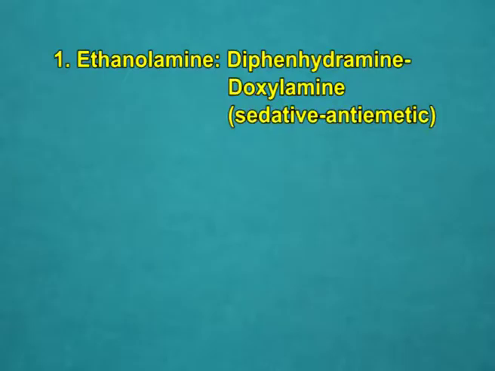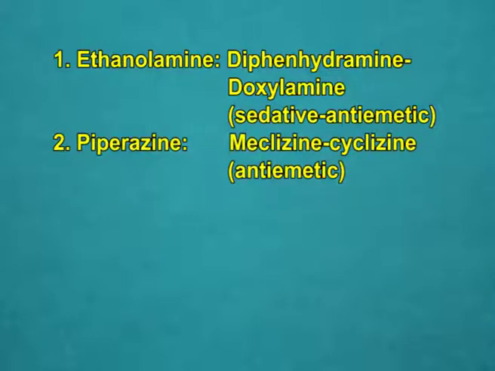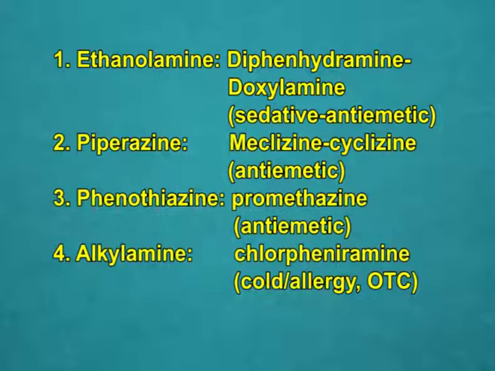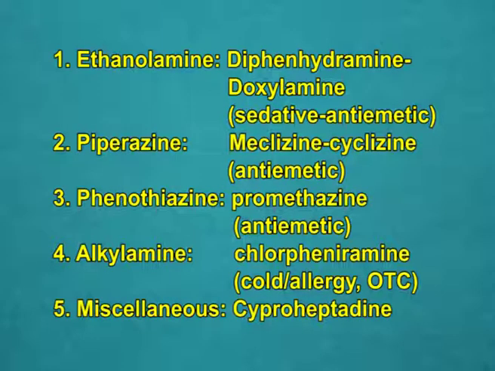Now we are discussing the classification of first generation antihistaminics. Number 1, ethanolamine: diphenhydramine, doxylamine as sedatives and antiemetics. Piperazine: meclizine, cyclizine as antiemetics. Phenothiazine: promethazine as antiemetic. Alkylamine: chlorpheniramine as cold and allergy OTC. Now we come to the miscellaneous drugs, which may include cyproheptadine.